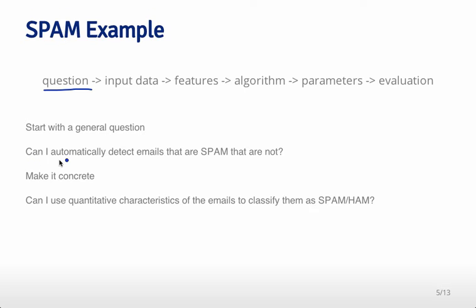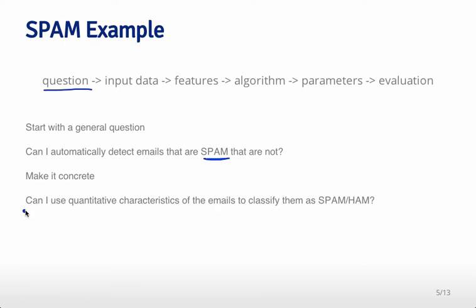So here it is: can I automatically detect emails that are spam from those that are not? Spam emails are emails that you got that come from companies that get sent out to thousands of people at the same time and that you might not be interested in. So you might want to make your question a little bit more concrete. You often need to when doing machine learning.